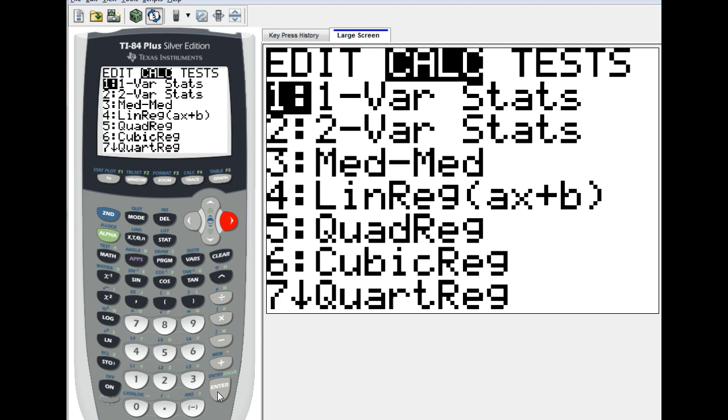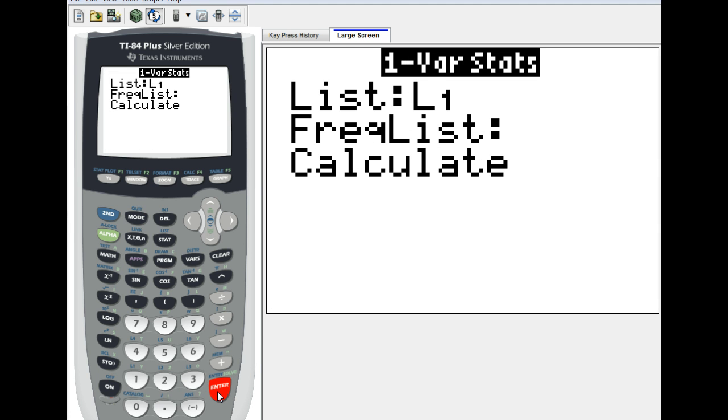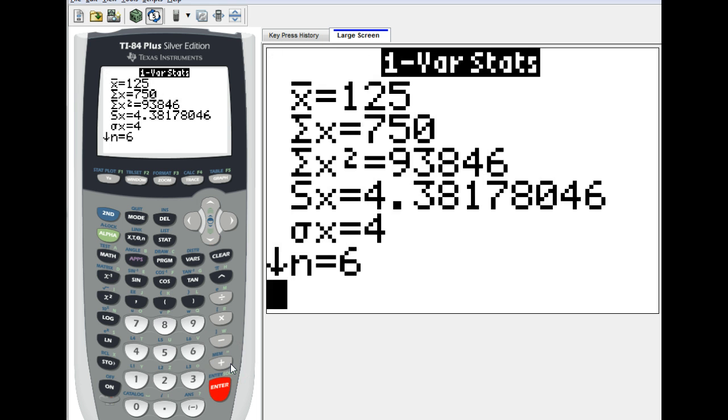Hopefully your calculator has the stat wizard on. Our list is in L1. We do not have a frequency list, so we just go to calculate. Okay, you're going to notice some information here. This x bar is the mean. That's a sigma, it's the sum of all the scores. So if I took that number and divided it by this number, the n is the number of values, I should get 125. We'll learn about these other figures. We'll never use the sum of the squares. We'll learn about these other figures later today.